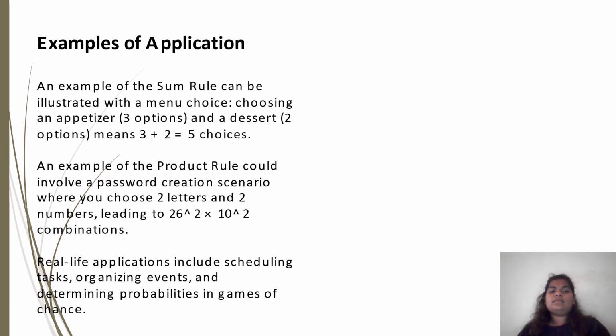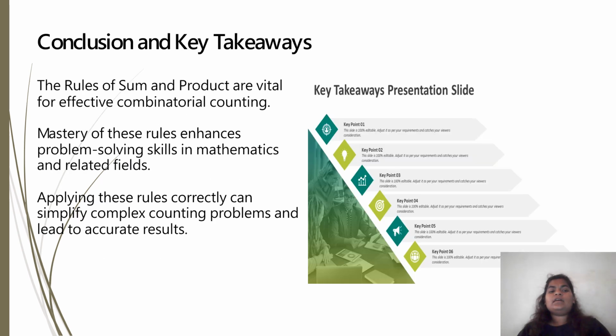An example for the sum rule can be illustrated with a menu choice, like choosing an appetizer from 3 options and a dessert from 2 options. It will give 3 plus 2 is equal to 5 choices. An example of the product rule can involve a password creation scenario. It chooses 2 letters and 2 numbers, leading to 26 into 2 and 10 into 2 combinations. Real-life applications include scheduling tasks, organizing events, and determining probabilities in games of chance.